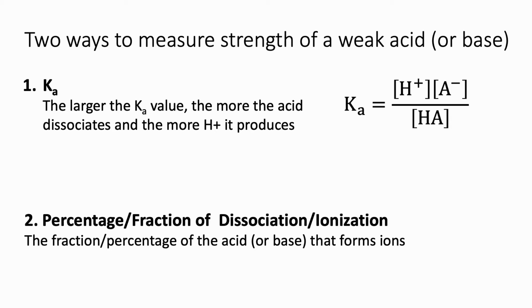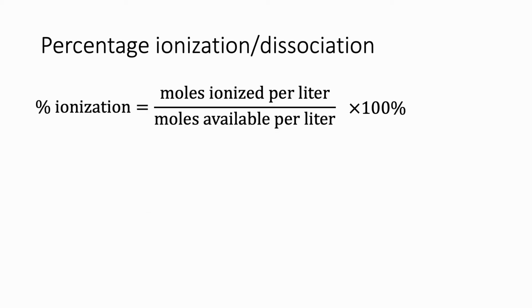Now we are talking about percentage here. That is the way that people normally talk about this in Gen Chem. However, in some branches of chemistry, we use a fraction of dissociation or ionization, and that's very much related. So the equation for percent ionization or percent dissociation is going to be the number of moles ionized per liter divided by the number of moles available per liter times 100%. So I said earlier that some people use the fraction of dissociation. That would just leave off times 100%, and it would be the same equation overall.